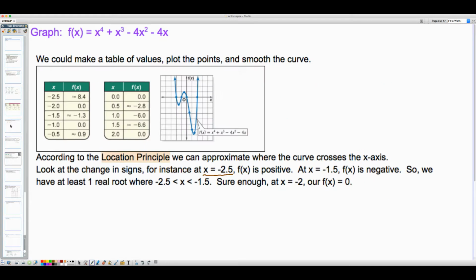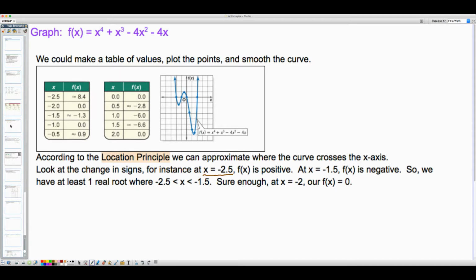So let's look at this. One way of doing this, you could make a plot of it. You could make a table of values and plot the points and then smooth the curve. If we had to do this by hand, and I think that's why these textbooks have you doing this, they talk about this thing called the location principle.